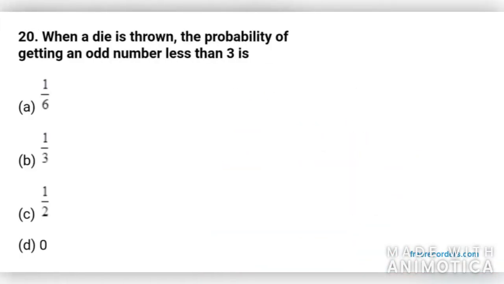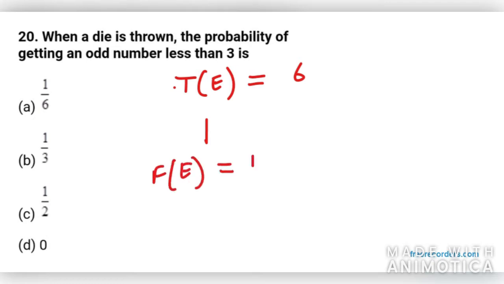Now the next one: when a die is thrown, the probability of getting an odd number less than 3 is. First of all, the total number of outcomes on a die is 6. Now it says getting an odd number less than 3. The number which is odd as well as less than 3 is only 1. So therefore FE in this case is 1.